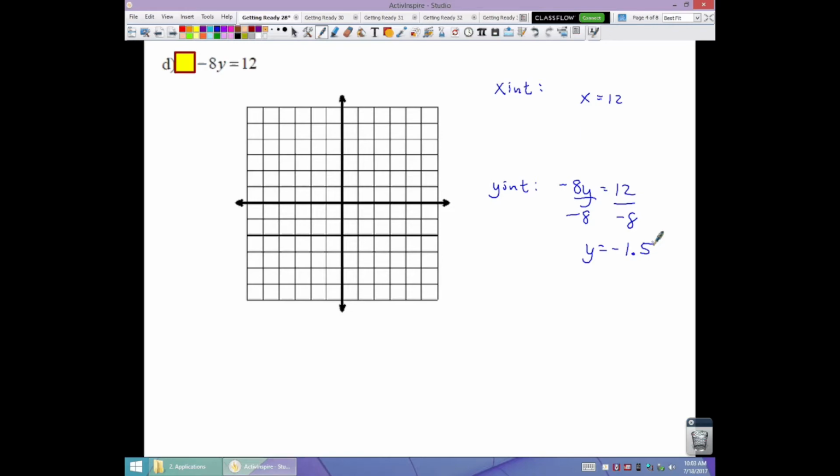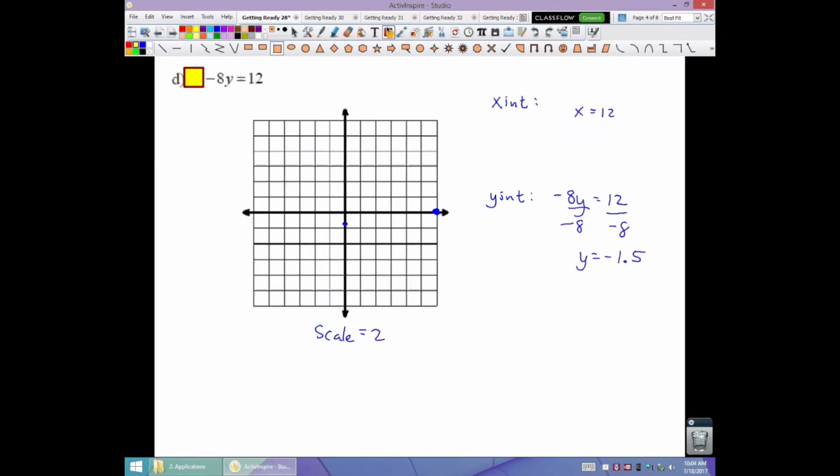So, again, I'm going to have to change my scale here to fit 12 on there. So I'll make my scale 2. So the x-intercept would be 2, 4, 6, 8, 10, 12. The y-intercept negative 1.5. That should be enough to give us our line.